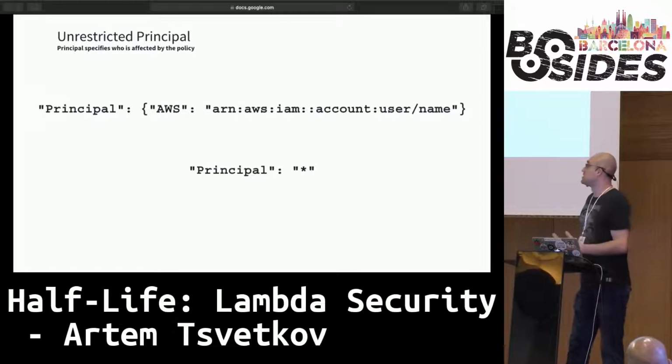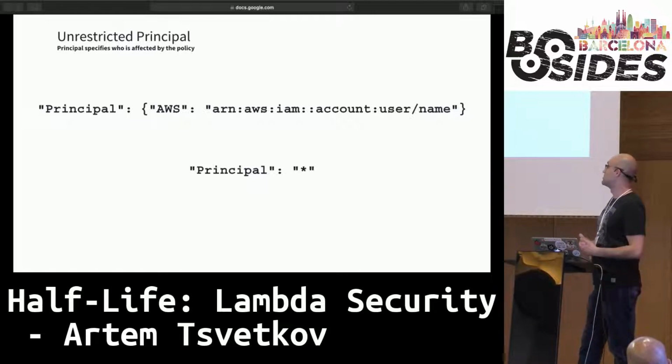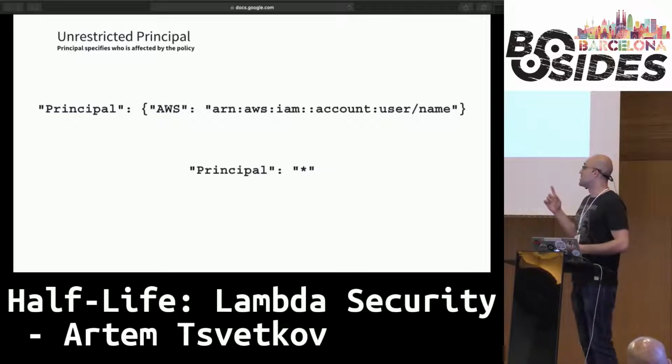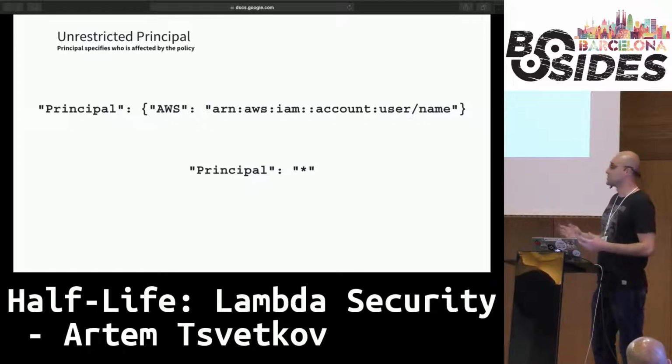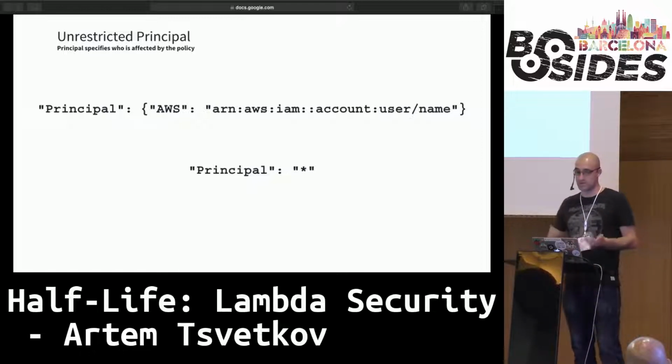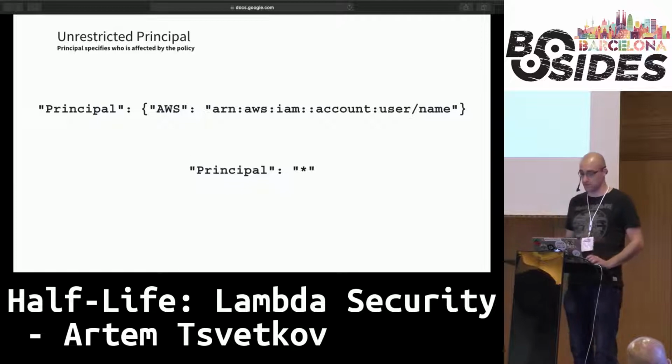Another example is the unrestricted principle. So at the top, again, you see an example of specifying a concrete principle, saying, okay, this user account, my policy is about giving this user access or restricting this user in some way. And then at the bottom, you're basically saying, all right, everyone, doesn't matter who, public, not public, AWS user or not. Okay, well, it applies here.